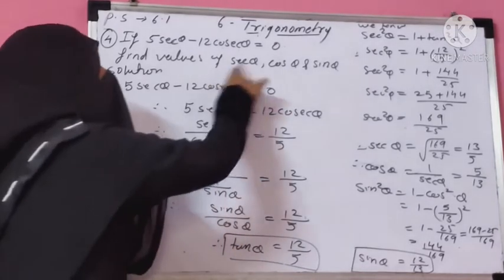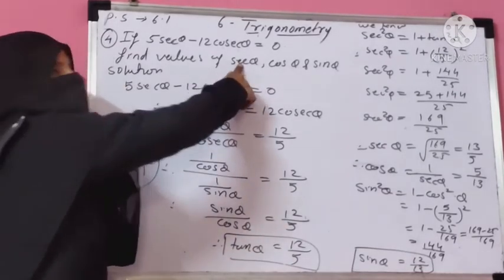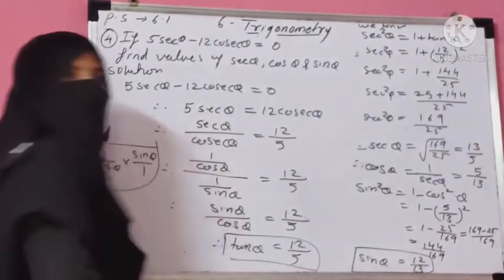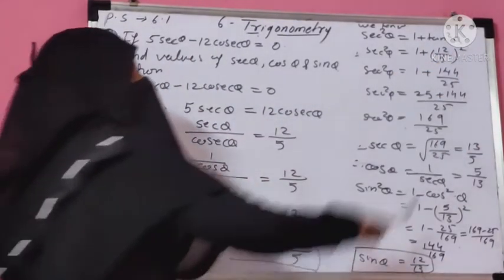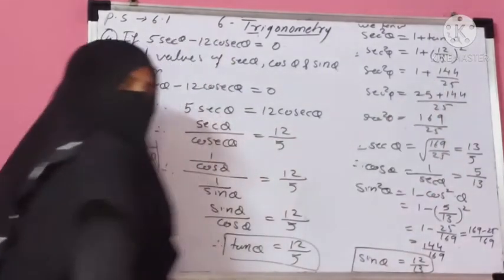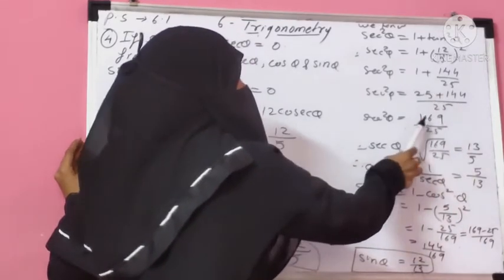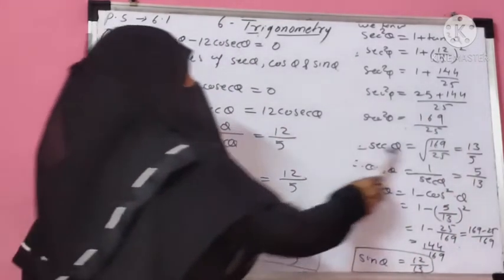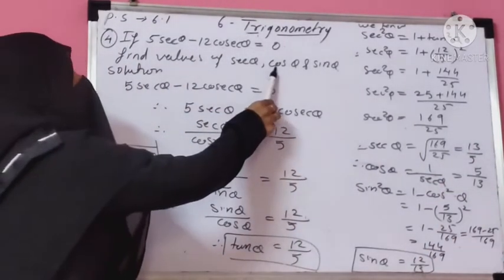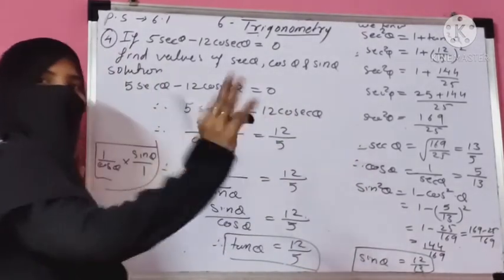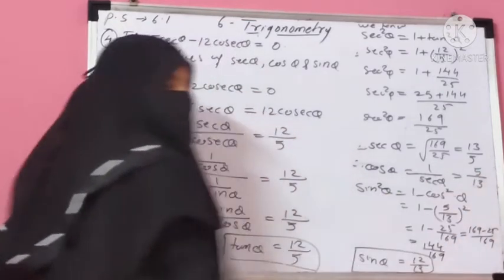Now you have to find sec theta, cos theta and sin theta. So first, tan theta is related with sec theta. Sec square theta is equal to 1 plus tan square theta. Now substitute the value of tan, (12 upon 5) square. Take square, 144 upon 25. Now cross multiply. Then 25 plus 144 divided by 25, 169 upon 25. By taking square root, you get the value of sec theta, 13 upon 5. Next, you have to find cos theta. Sec theta and cos theta are in inverse ratio. So therefore, cos theta is 1 upon sec theta, that means 5 upon 13.